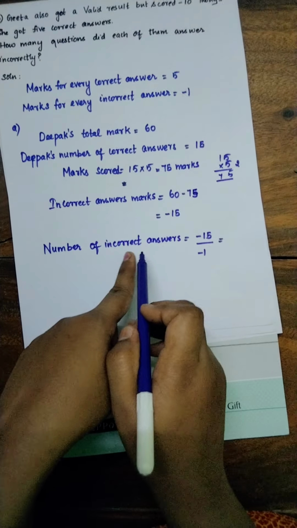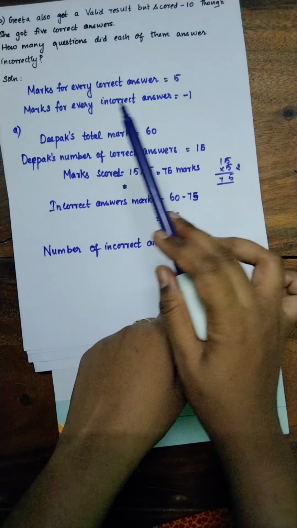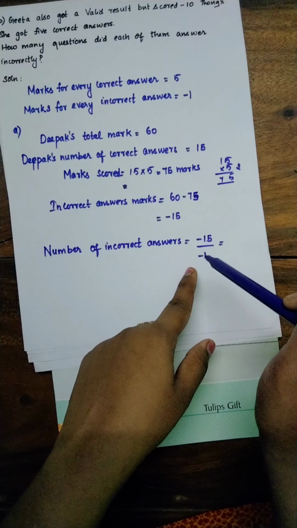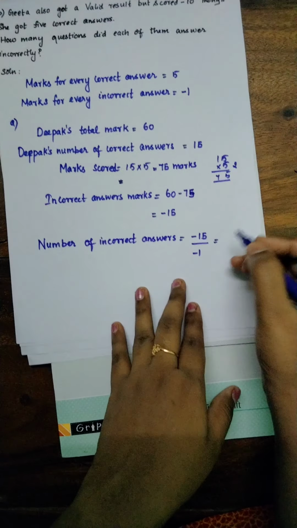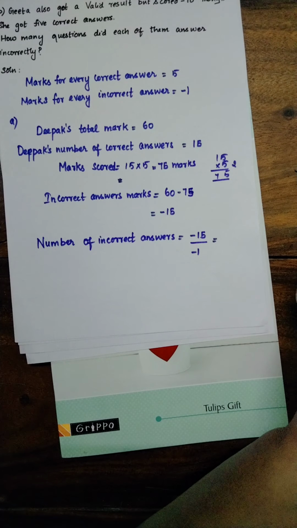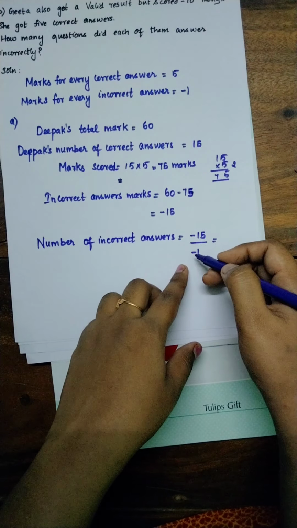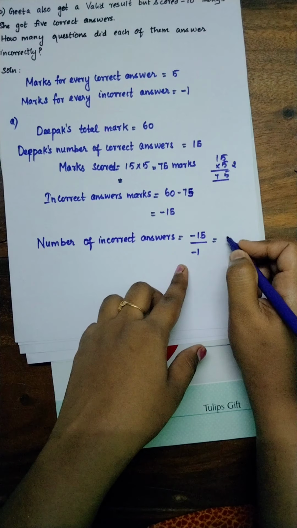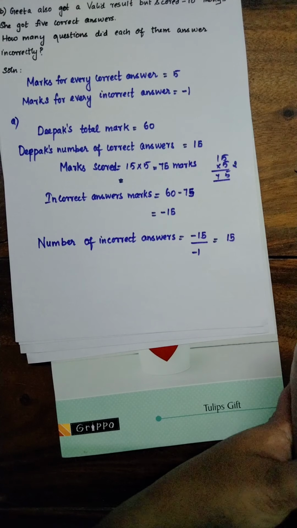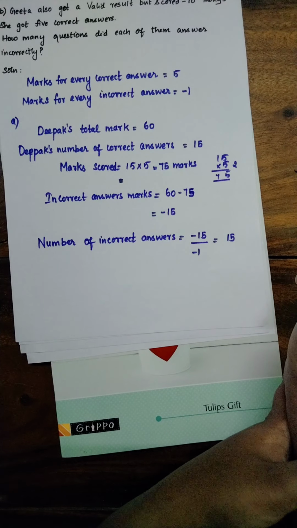Okay. So incorrect answer mark is minus 15. I am dividing this by marks for every incorrect answer, that is minus 1. So minus 15 divided by minus 1. What is the answer? When you are dividing a negative number by a negative number, the answer will be positive. Here minus minus we can cut it and write. So our answer is 15. 15 by 1 is 15. Do you all understand? Do you have any doubt in this question?